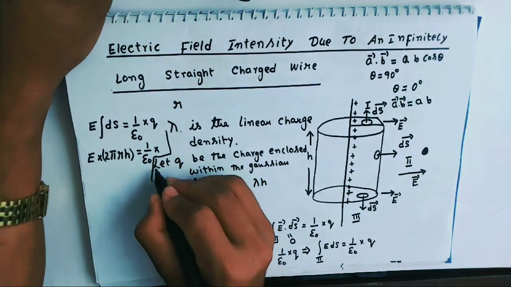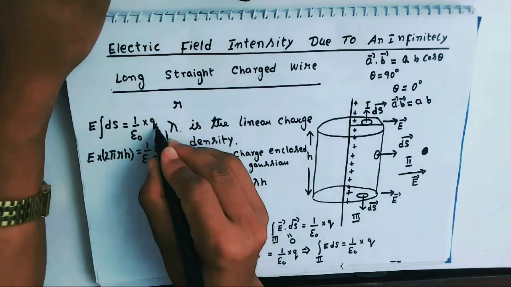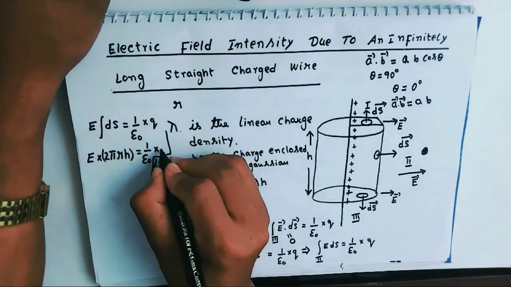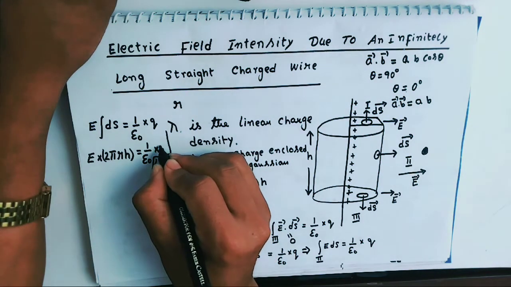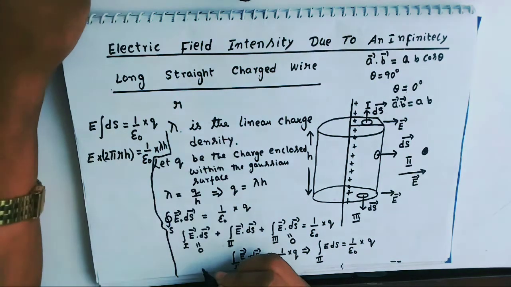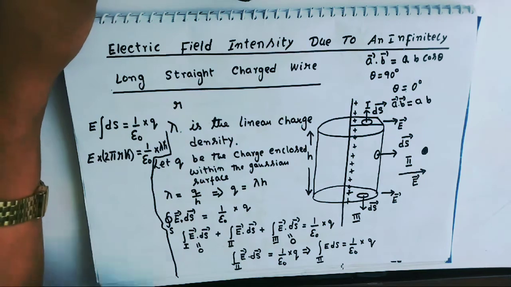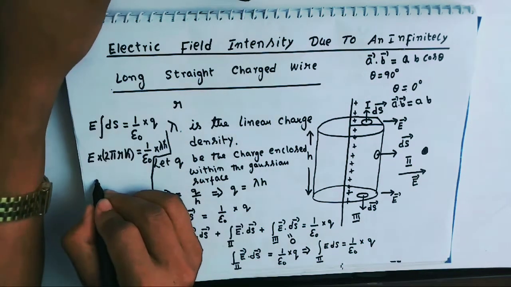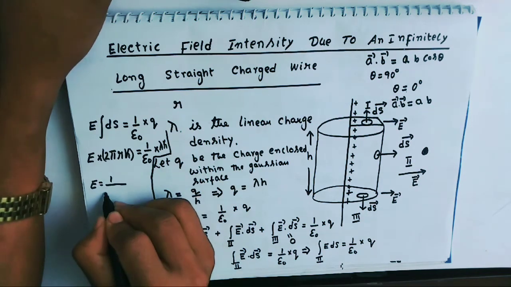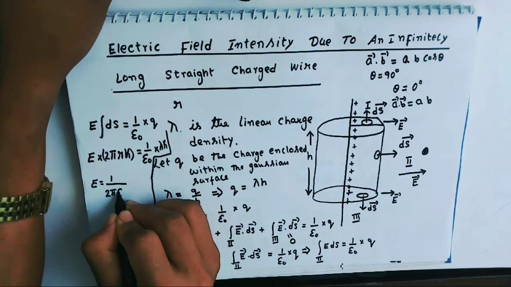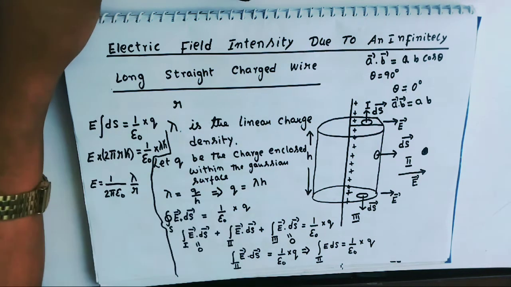So here, instead of q, I will substitute lambda h. This h and this h will cancel. So this E is equal to 1 by 2 pi epsilon naught times lambda divided by r.